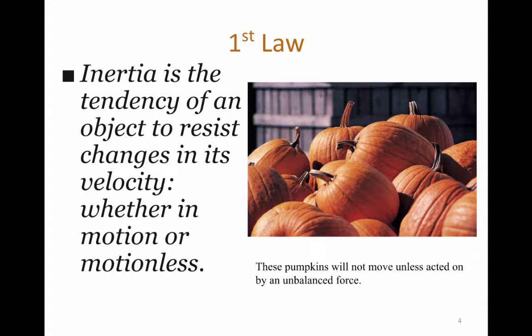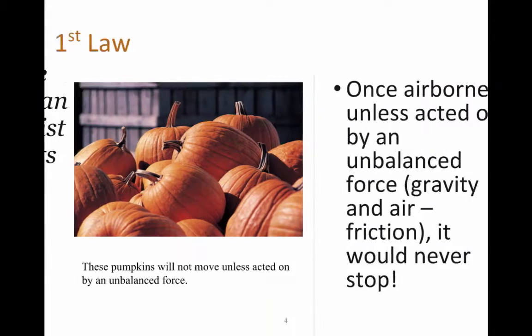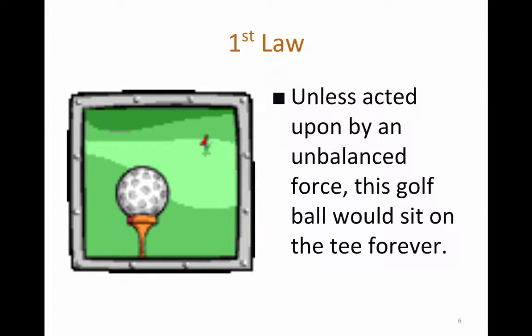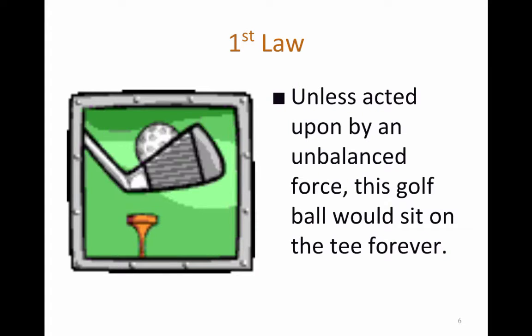Those pumpkins will sit there forever unless acted on by an unbalanced or net force. Once airborne, the golf ball, unless acted on by a net force, would never stop. It would keep going forever. Gravity is the net force that pulls it down. Also, unless acted on by an unbalanced or net force, the golf ball would sit on the tee forever, again, barring any unusual circumstances like earthquakes and so forth.